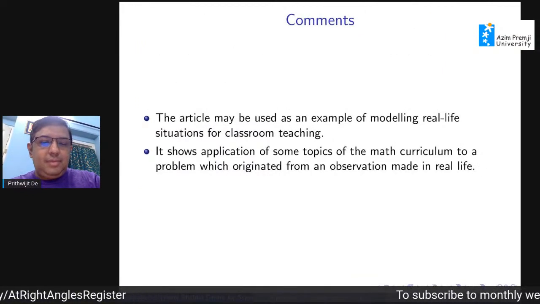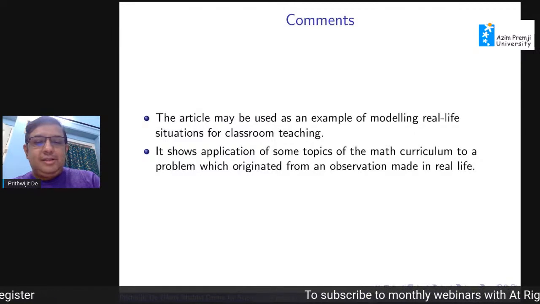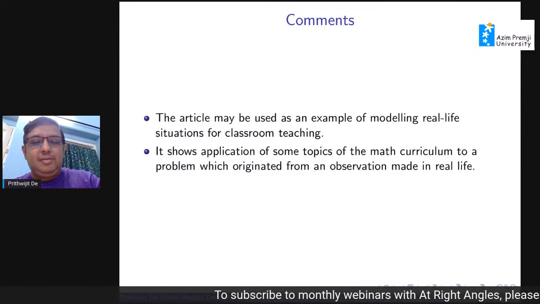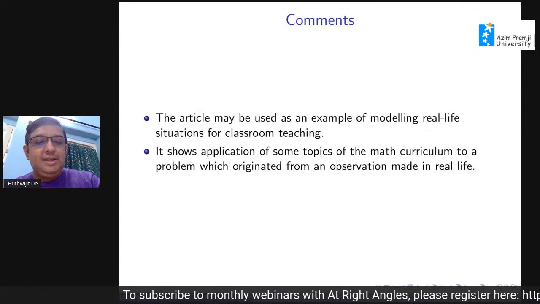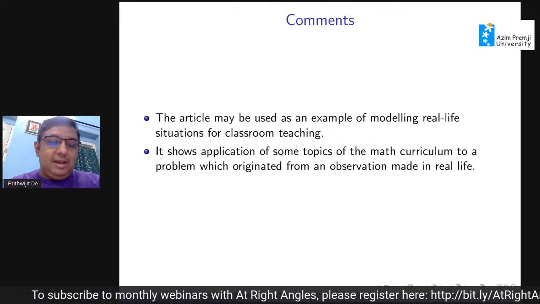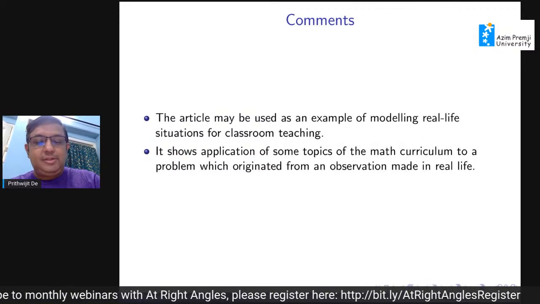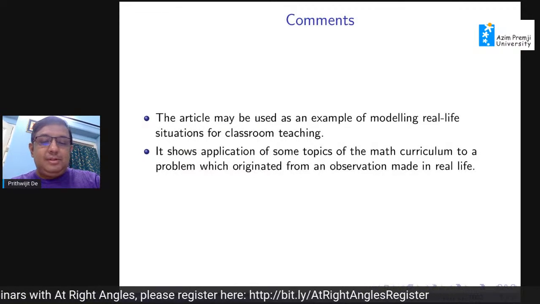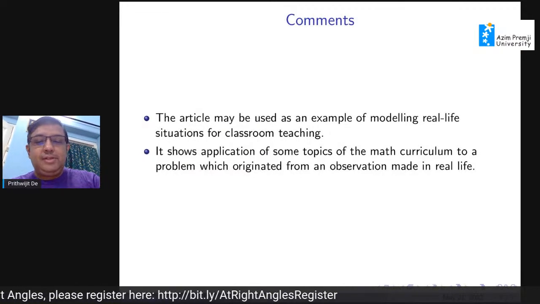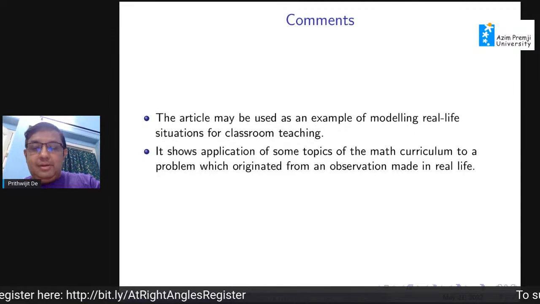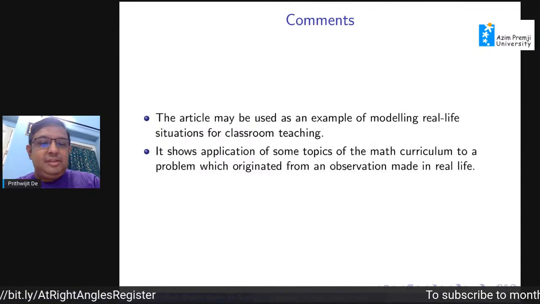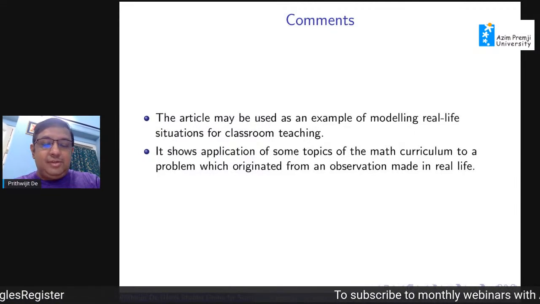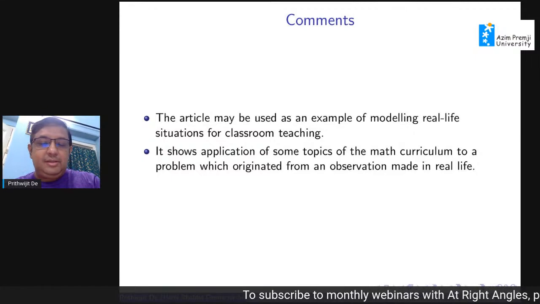Now, in comments, I would like to say that this article may be used as an example of modeling real life situations for classroom teaching, and it also shows application of some topics of the math curriculum to a problem which originated from an observation made in real life. So this is all I have to say, very briefly, about the story or the experience. So thank you.